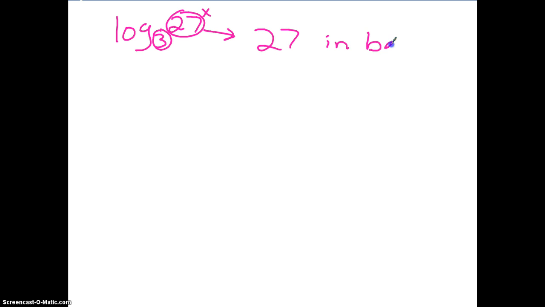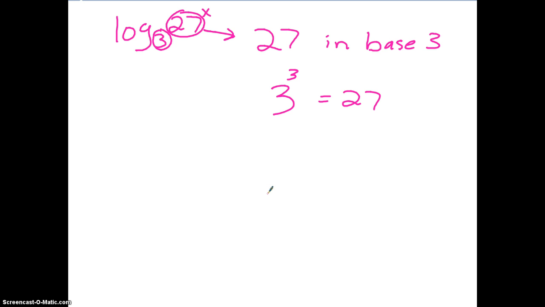Okay, so let's try one more. Again, I encourage you to pause the video and try this one on your own. 27 to the x power. Okay, so we want this and this to be the same base so that they essentially cancel each other out, so we can find out what this simplifies to. So that means I need to write 27 in base 3.